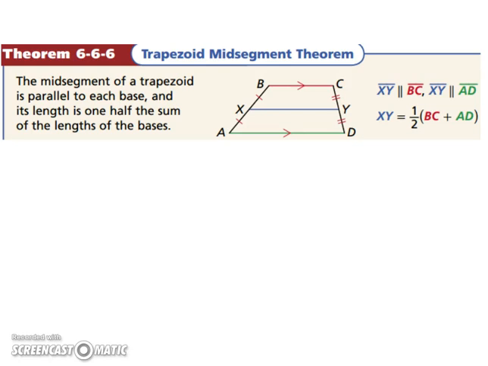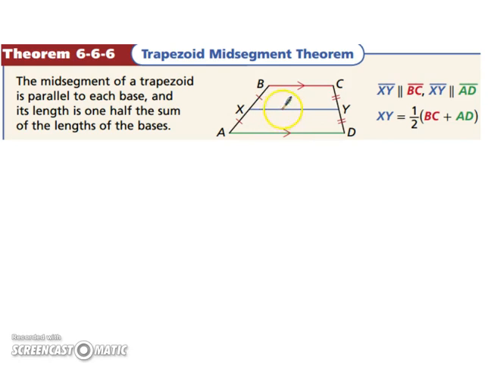Let's look at another theorem, the trapezoid midsegment theorem. The trapezoid midsegment theorem states that the midsegment of a trapezoid is parallel to each base, and its length is 1/2 the sum of the lengths of its bases. So all three of these are going to be parallel. We already know if it's a trapezoid, our two bases are parallel, and our midsegment is now parallel.